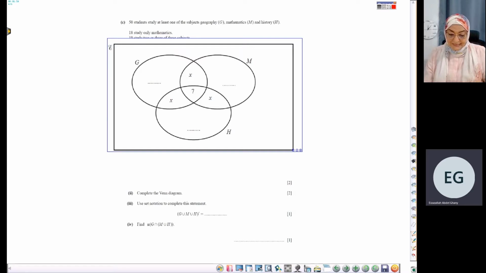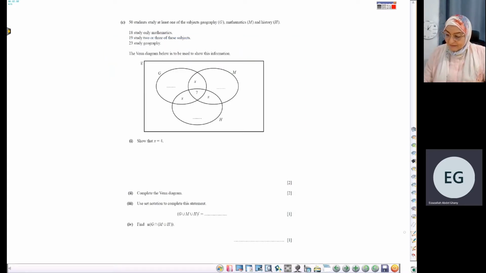So when he says that 18 students study only math, we write here 18. This is a very nice information. Now we are actually completing the Venn diagram. So this 18 is already done. 19 study 2 or 3 of these subjects. You have to think about it. We will use it, but not now.